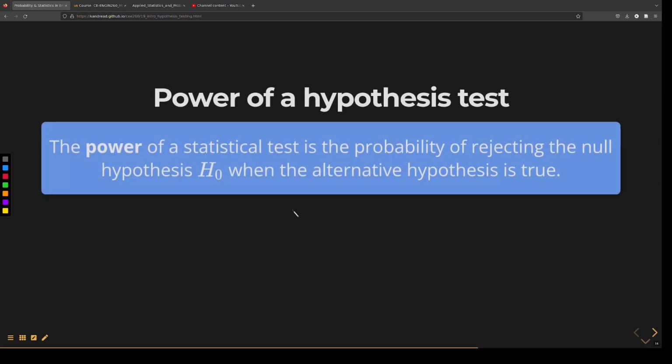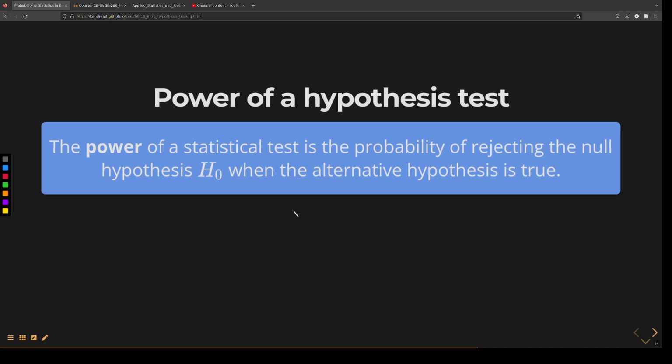So we've talked about what a hypothesis test is. We've talked about the type 1 error and the type 2 error and their probabilities. The type 1 error probability is actually the significance level, and then the type 2 error will be related or connected very tightly with the type 1 error.